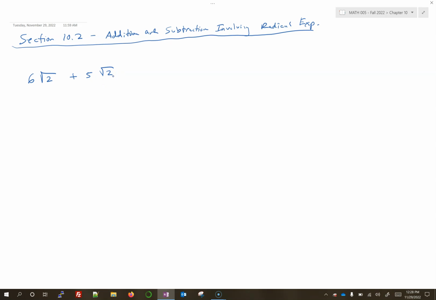Okay, you have 6 times the square root of 2 plus 5 times the square root of 2. All right, when you're adding radical expressions, so long as what's under the radical is the same in both expressions, you're then able to add the coefficients or whatever else is outside of the radical symbol. So you can view something like this, 6 times the square root of 2 plus 5 times the square root of 2, just like seeing something like 6x plus 5x.